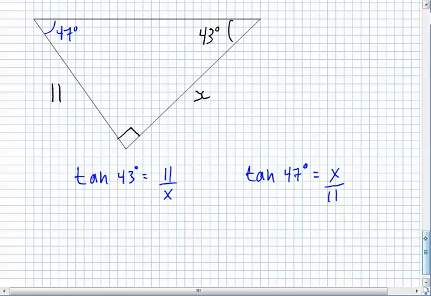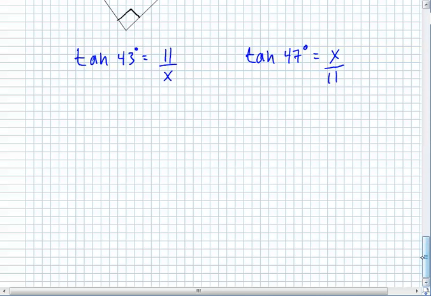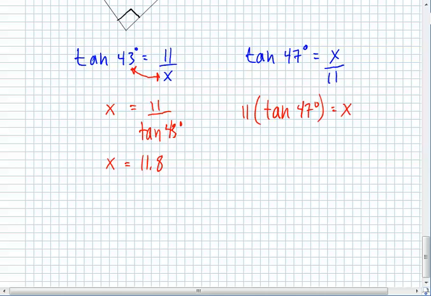Okay, so for the one on the left, if that's how you solved it, the shortcut there, the ultimate end result, is you're just switching the tan 43 and the x. In other words, this is your answer. X is 11 over tan 43. Pretty straightforward. And you get the answer that it's 11.8. And then solving for the one on the right, you're just going to go 11 times tan 47. And therefore, x is going to equal 11.8. Again, you get the same thing. So it doesn't matter how you solve it, you should get the same answer. That's pretty straightforward. But finding angles is a little bit more challenging, but not much.